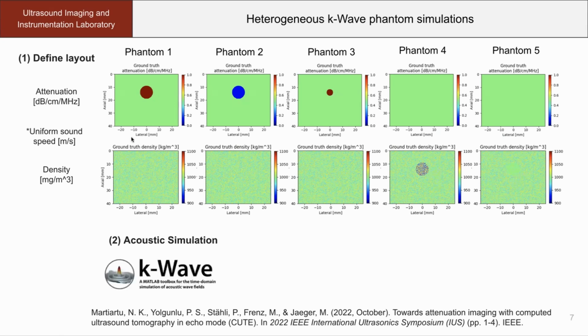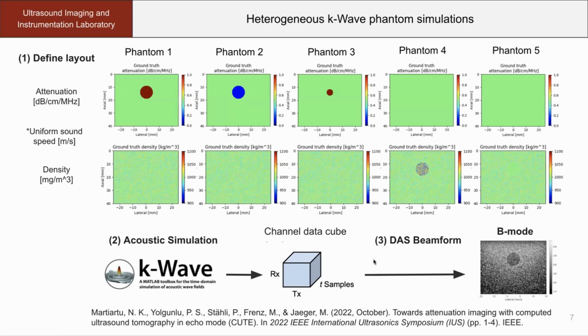Next, we ran these phantom layouts through the acoustic simulation toolbox K-Wave to produce our channel data cube. Using a full synthetic aperture, we were able to produce our channel data cube, which is our transmit events by our receive events by our samples in time. And then we used a conventional delay and sum beamformer to produce a B mode to make sure that we were able to beamform the data. And in this case, this is the hypoechoic inclusion example for Phantom 4.